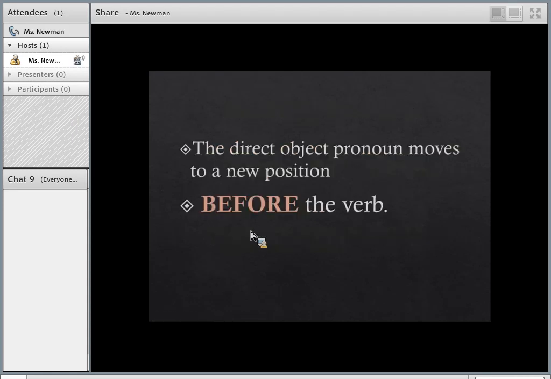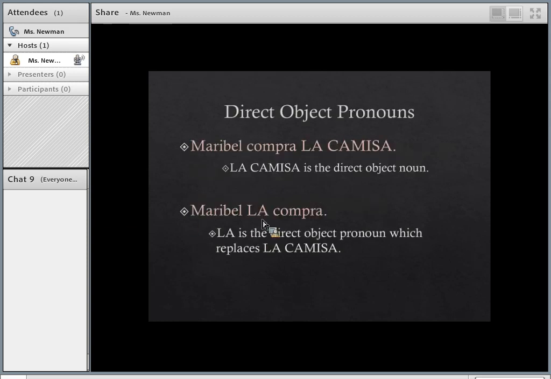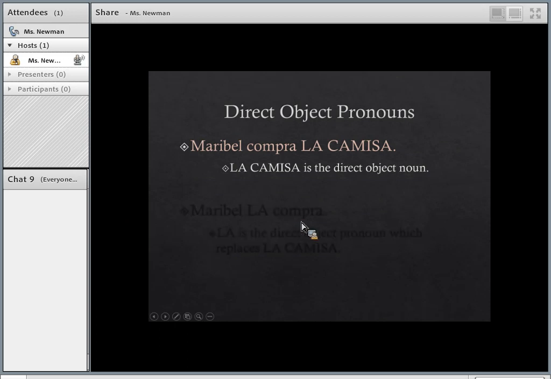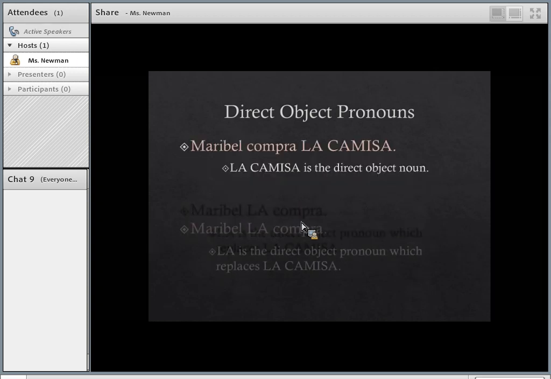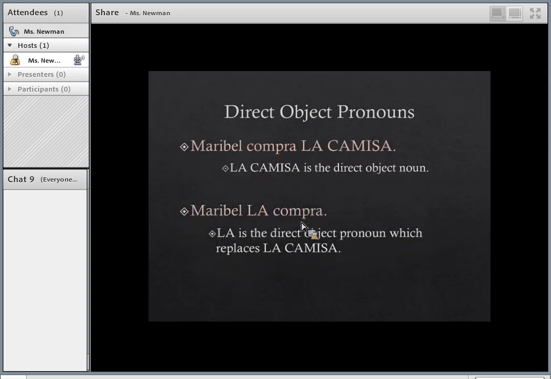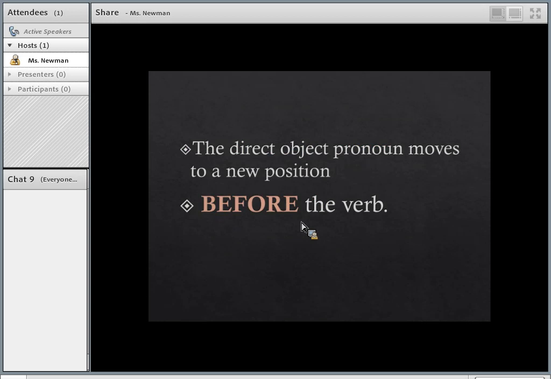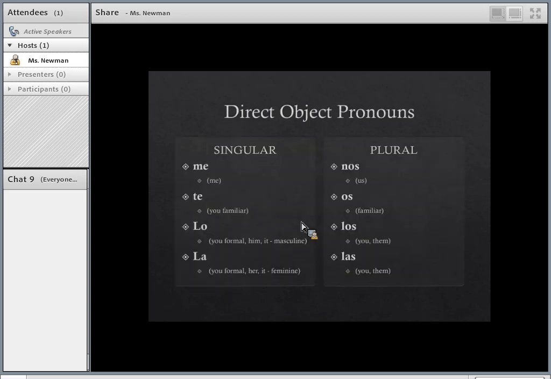Okay, the direct object pronoun moves to a new position before the verb, as you can see right here, la compra. Whereas in English, it would come after the verb, right? She is buying it. In this case, it's she, or Maribel, it, she buys. So before that conjugated verb.